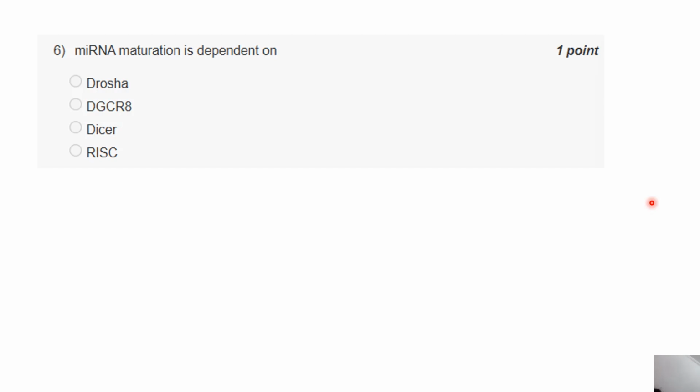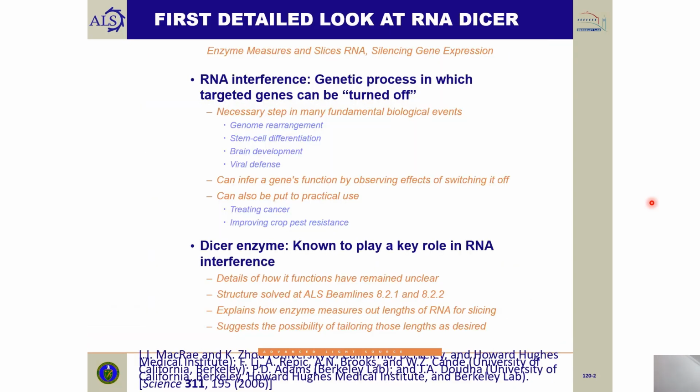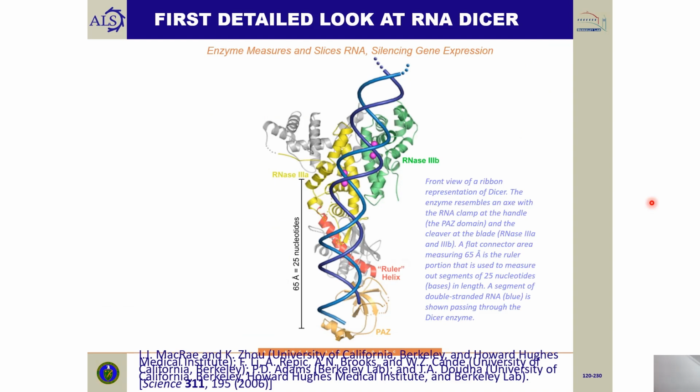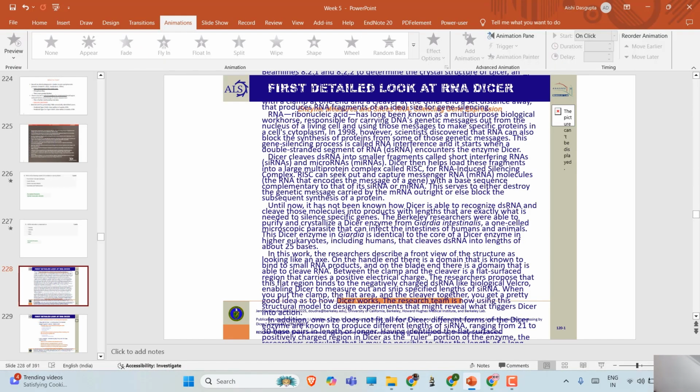So the Dicer enzyme is able to snip a double-stranded form of RNA into segments that can attach themselves to genes and block their activity. So with this crystal structure, the researchers learned that Dicer serves as a molecular ruler with a clamp at one end and a cleaver at the other end, a set distance away, that produces RNA fragments of an ideal size for gene silencing.